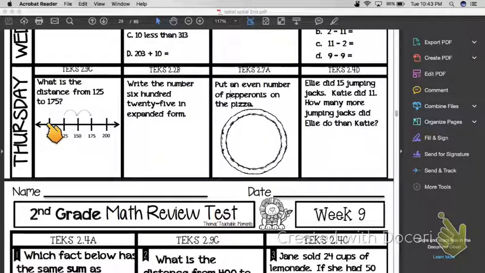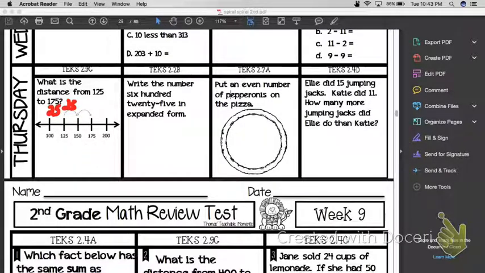So if you go from 100 to 125, just observe the numbers. From 100 to 125, you can already see that there's 25 numbers in between. So 100 to 125, that's already 25. If I add 125 and another 25, that's going to give me 150. So that means there's another 25 there.